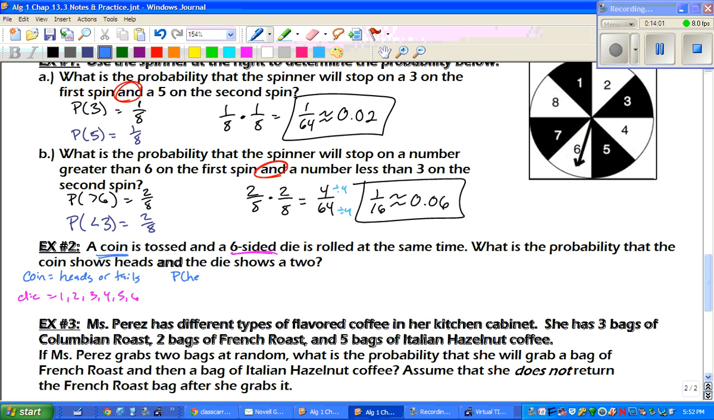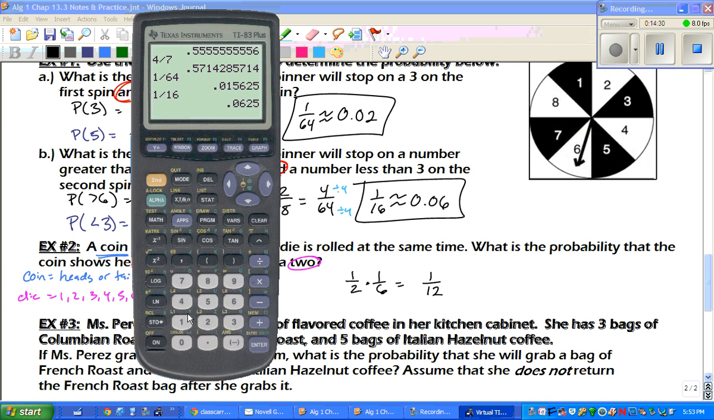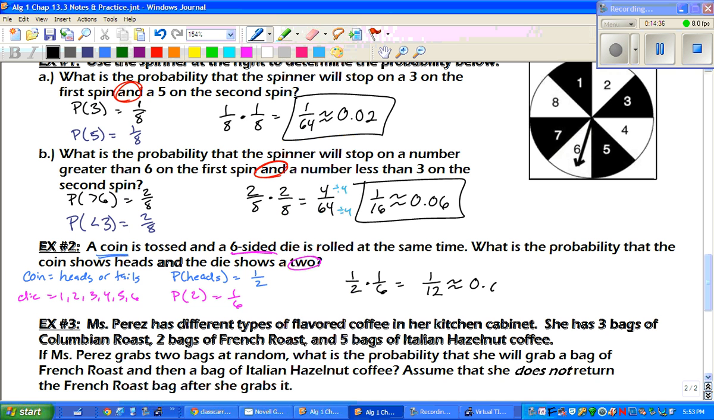Okay, so the probability of it landing on heads, well, that's only 1 out of 2. Now, the probability of, let's see, what did we have to roll? A 2, that's only 1 out of 6. Okay, so together, 1/2 times 1/6, well, that equals 1/12. Okay, and that as a decimal is 0. Oh, let's make that look nice. 0.08.